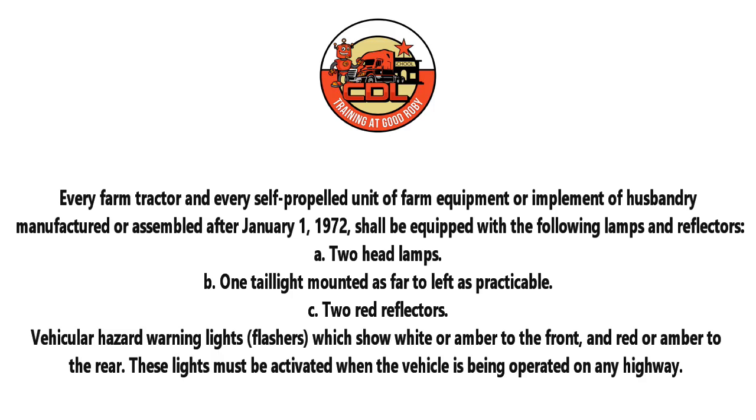Every farm tractor and every self-propelled unit of farm equipment or implement of husbandry manufactured or assembled after January 1, 1972, shall be equipped with the following lamps and reflectors. A. 2 headlamps. B. 1 tail light. C. 2 red reflectors. Vehicular hazard warning lights, flashers, which show white or amber to the front, and red or amber to the rear. These lights must be activated when the vehicle is being operated on any highway.